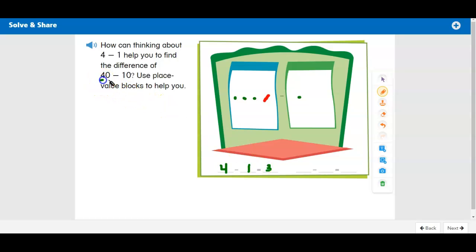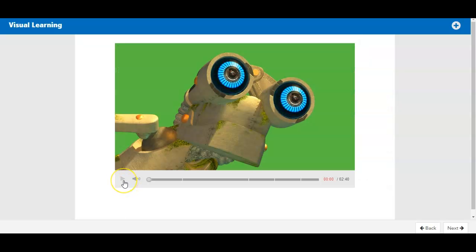The numbers 40 and 10 use the same number of tens as ones here. If I subtract 40 minus 10, I know that 4 minus 1 is 3, and 0 minus 0 is still 0. Let's look at some other ways to solve. Now let's watch our animated video to help us follow along the top of our workbook page 454.